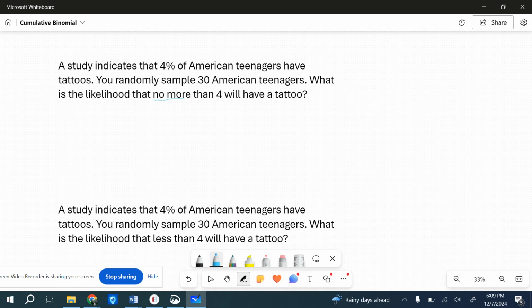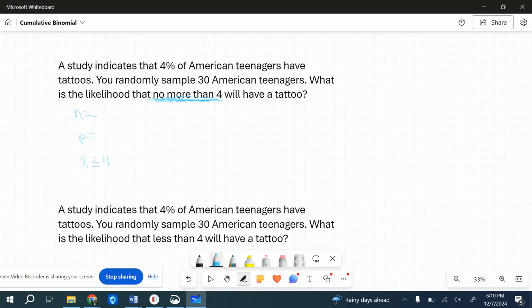These words right here, no more than 4, indicate to me that this is going to be binomial. Kind of like how if it says normally distributed, you're going to use your normal distribution. But for this one, we're going to use our binomial. So we need to find the n, the p, and if it has no more than 4, that means my x has to be less than or equal to 4. No more than 4 means it can be 4, but not more.